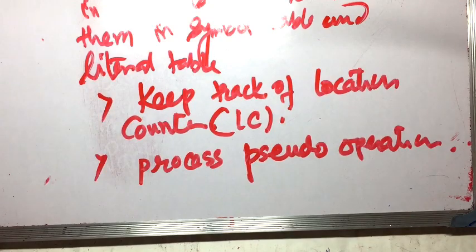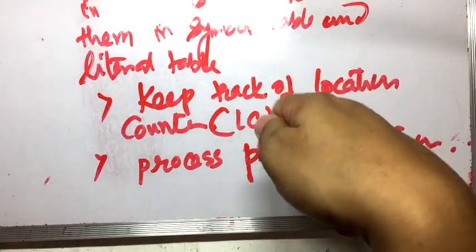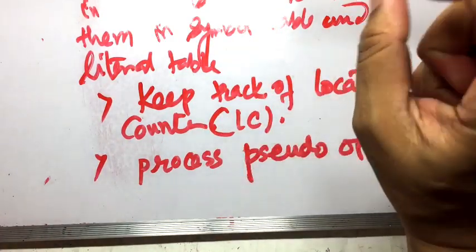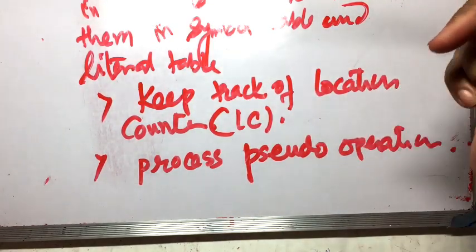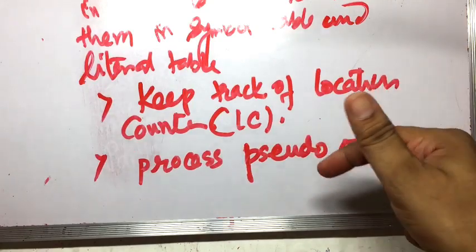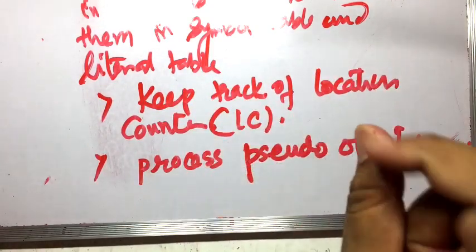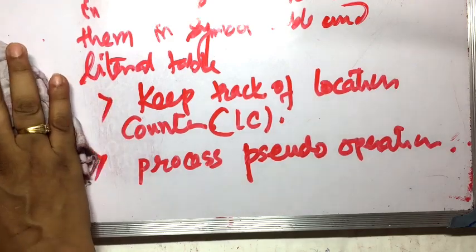The purposes of pass 1 are: it is used to define symbols in literals and remember them in the symbol table and literal table, and it is used to keep track of the location counter, which is updated for every line. This is also known as the program counter. And there is process pseudo operation. For this operation we need the pseudo operation table, the POT. So this is the purpose of pass 1.